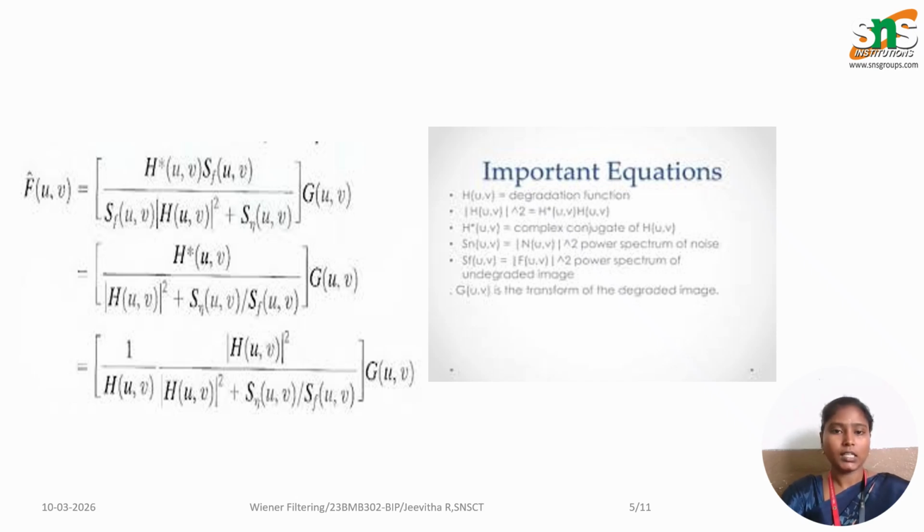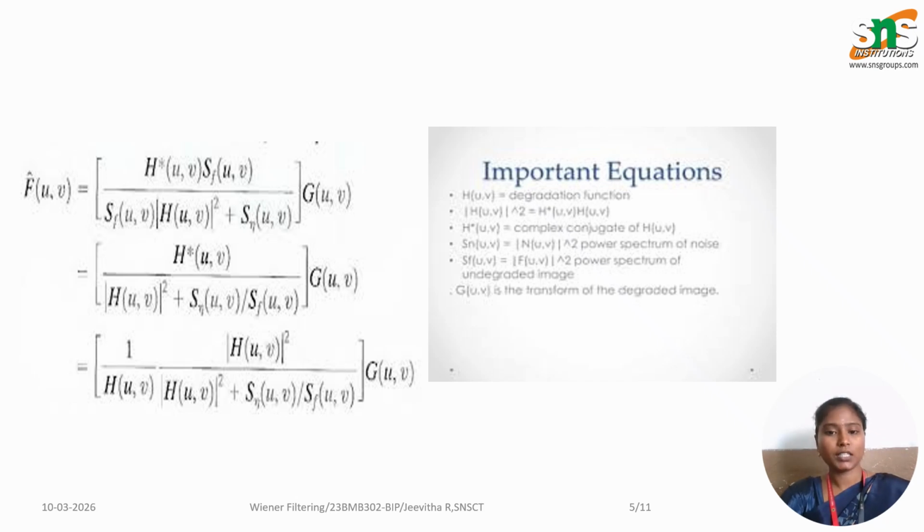Here we can see the mathematical formula of Wiener filtering. Here F of UV is the output image, and H of UV is multiplied with the H of UV. Let us now understand the simplified Wiener filter formula. This equation has two important parts. The first part is similar to inverse filtering, which attempts to remove blur. The second part is a correction factor that controls the noise.